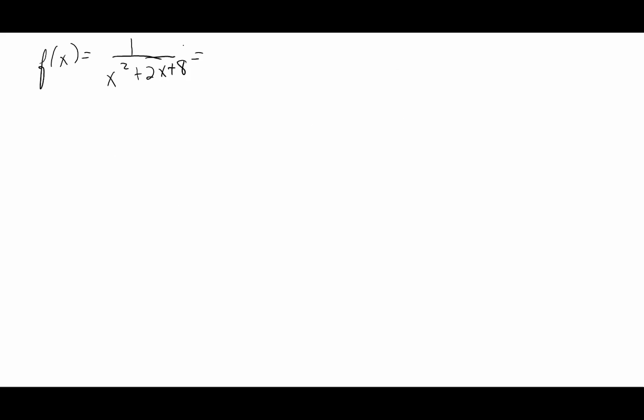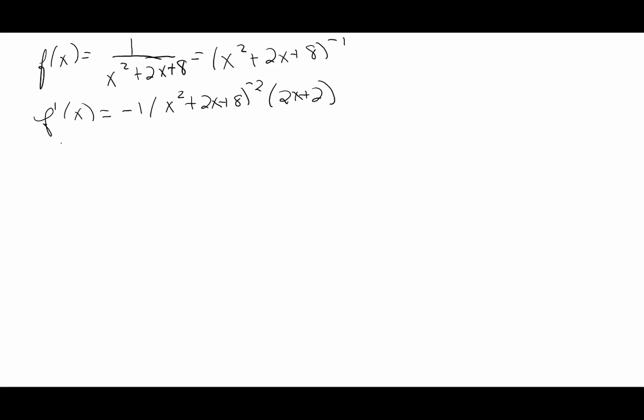So I said usually when we're doing rationals, we are going to use the quotient rule to get the derivative, but that's only usually. This time, we can rewrite this as x squared plus 2x plus 8 to the negative 1, and then I can use the chain rule. F prime of x, I bring that negative 1 down. I have x squared plus 2x plus 8 to the negative 2. And then the derivative of x squared plus 2x plus 8 is 2x plus 2. Just to give us a better feel for it, I'm going to rewrite that as negative 1 times 2x plus 2 over x squared plus 2x plus 8 squared.